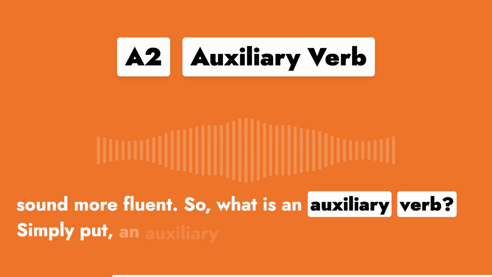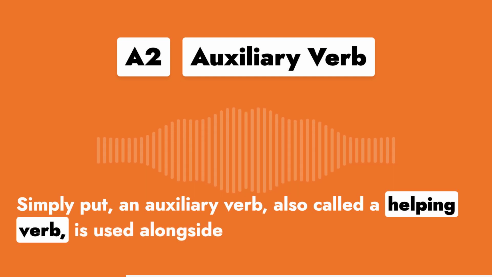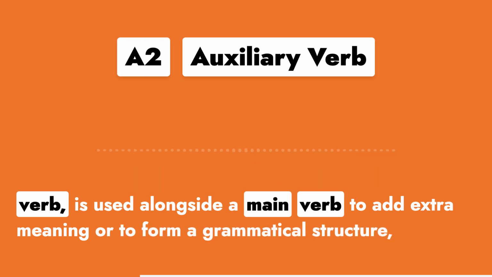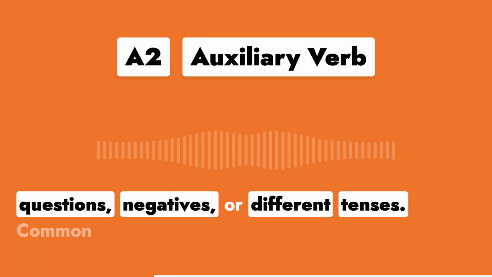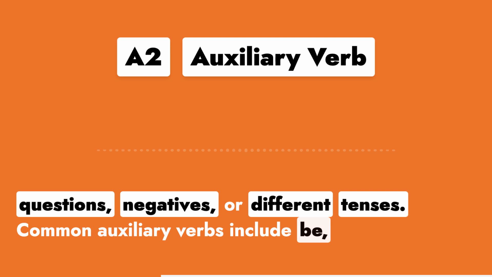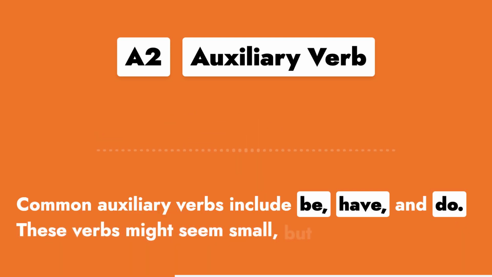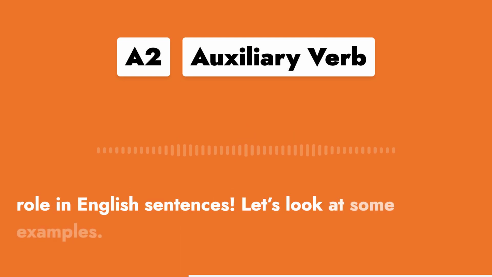Simply put, an auxiliary verb, also called a helping verb, is used alongside a main verb to add extra meaning or to form a grammatical structure, like questions, negatives, or different tenses. Common auxiliary verbs include be, have, and do. These verbs might seem small, but they play a huge role in English sentences. Let's look at some examples.